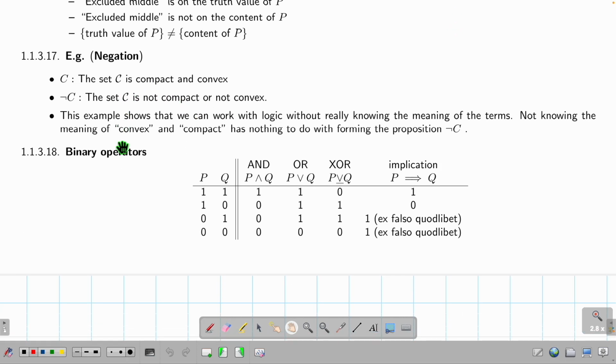And here's another example. Suppose a set C is compact and convex. Okay, you don't know what the heck is going on. What the heck is compact? If you don't know, doesn't matter. What is not C? Not C is basically you just add a not. The set C is not compact, not convex. This example basically means that if you give me some statement, I don't need to know what the heck is going on inside the statement. I just add a not, then done. You don't need to know what the heck is going on inside.